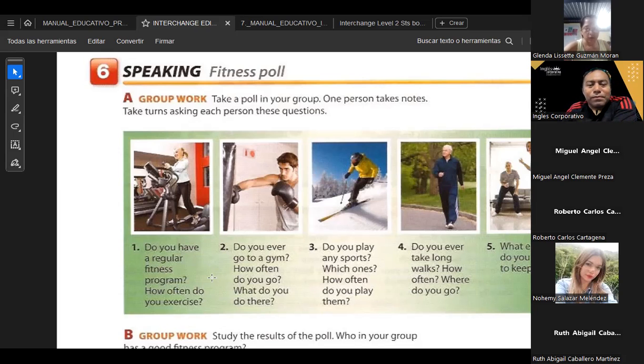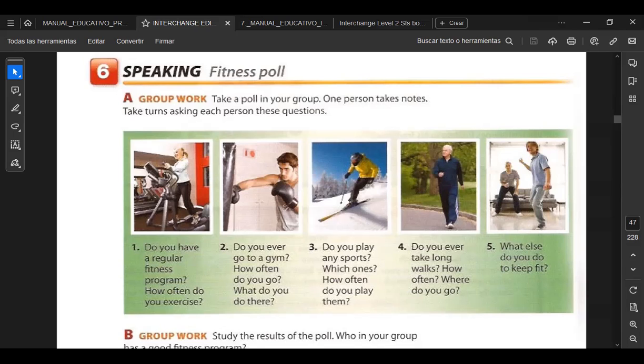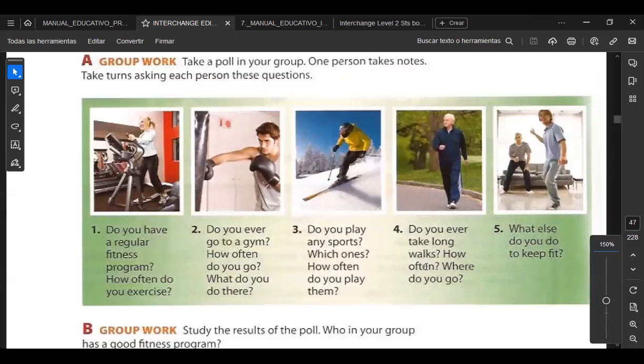¿Cómo le responde? Do you have a regular fitness program? No, I don't. Yes, I do or no, I don't, because it's a closed question, right? How often do you exercise? How do you answer the question, how often do you exercise? ¿Cómo le responde? Vamos a ver aquí.